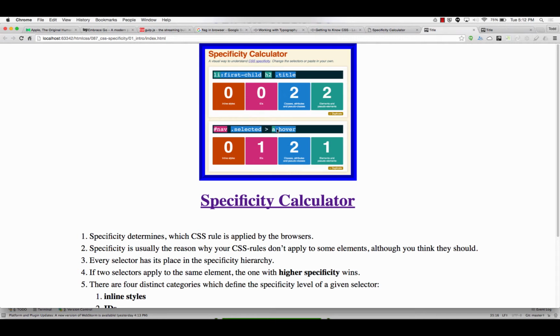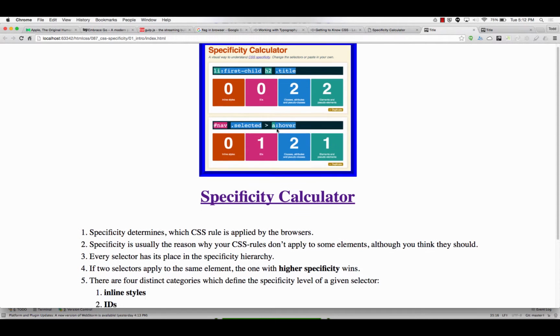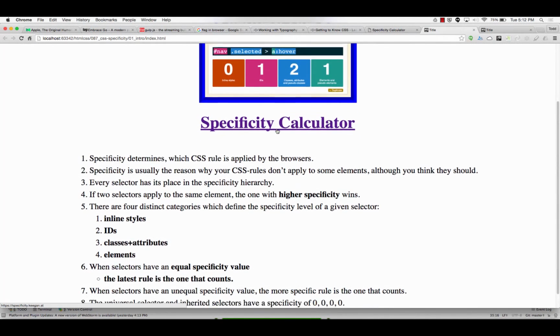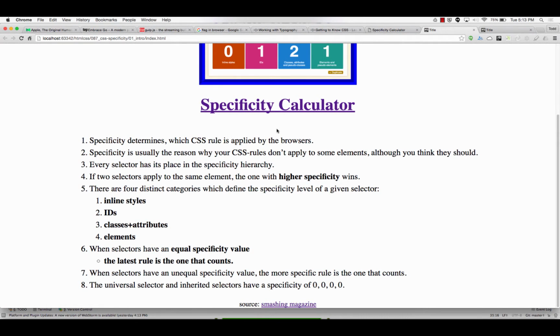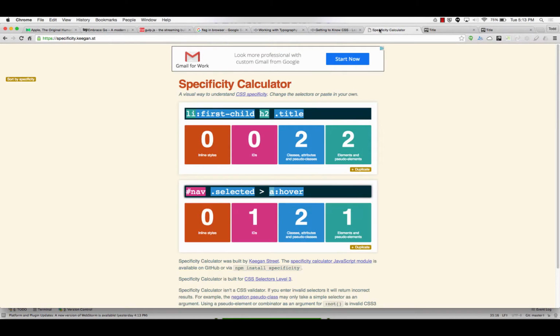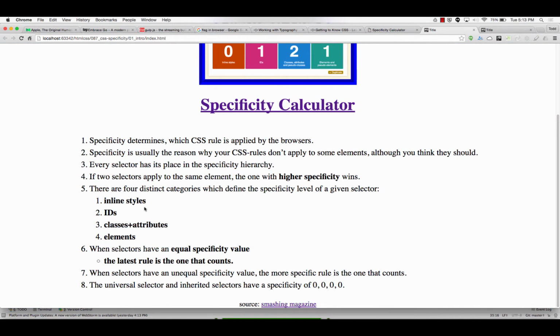There are 4 distinct categories which define the specificity level of a given selector. Inline styles are highest. IDs are next most powerful. Classes and attributes are there, and element selectors are the least. It's the same up here. We have elements, classes, attributes, IDs, inline, right? So inline, the most powerful, ID, the next. When selectors have an equal specificity value, the last rule is the one that counts, right?